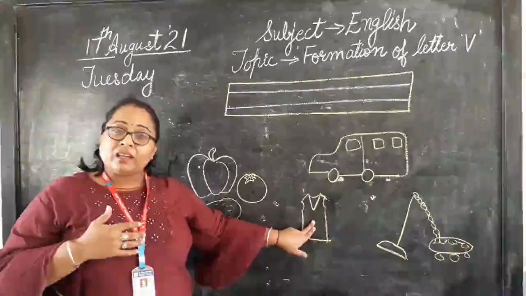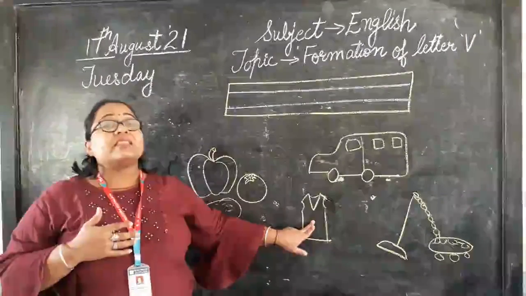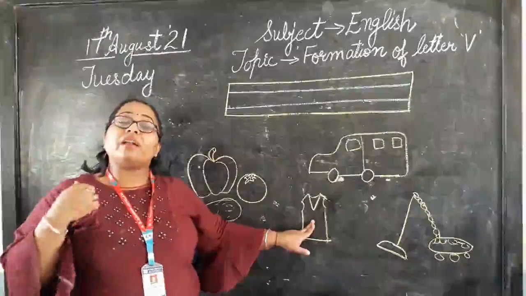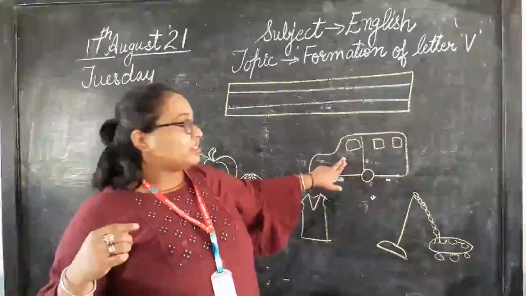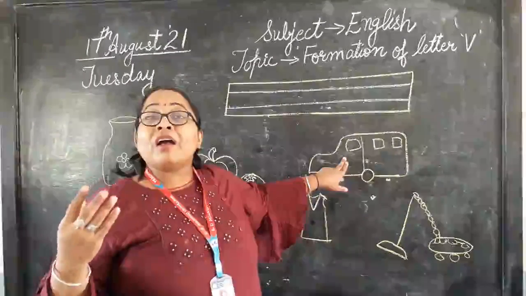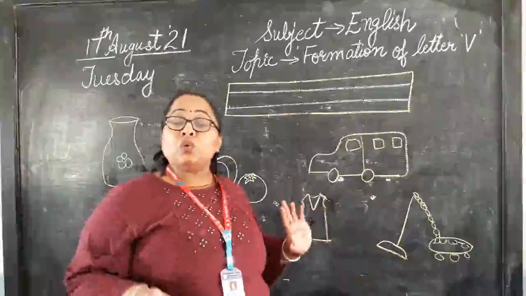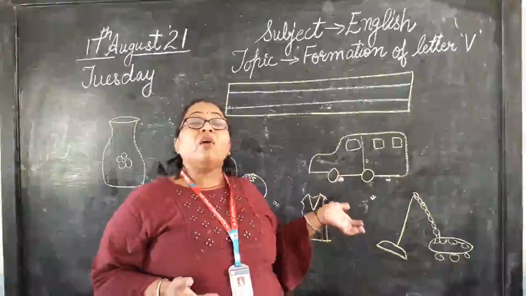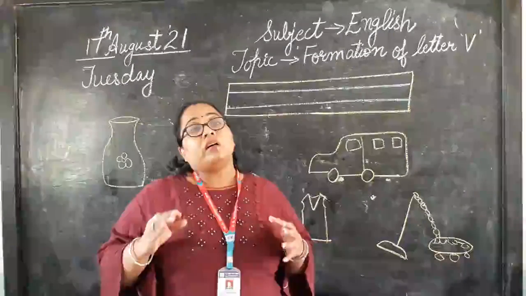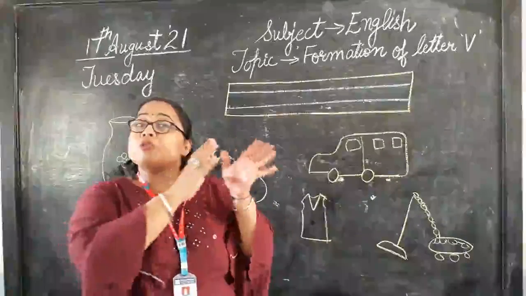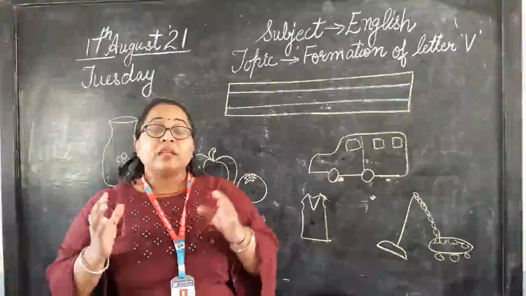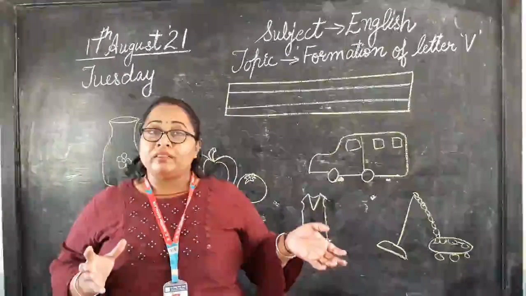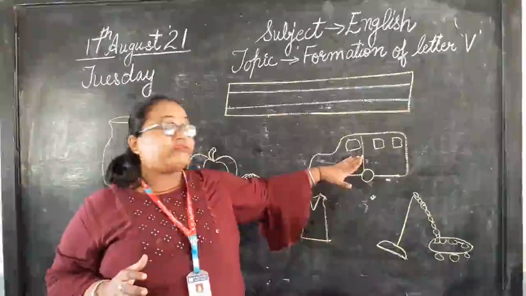Next, I told you, what is this? Verb vest. What is a vest? It's an undergarment that we wear under our shirts or tops. Okay? What is this? Van. Yes, a school van. It can be a school van, or if you have ever seen जो hospitals में van खड़ी होती है, the one which we call ambulance, that is also called van. Clear? So this is van.